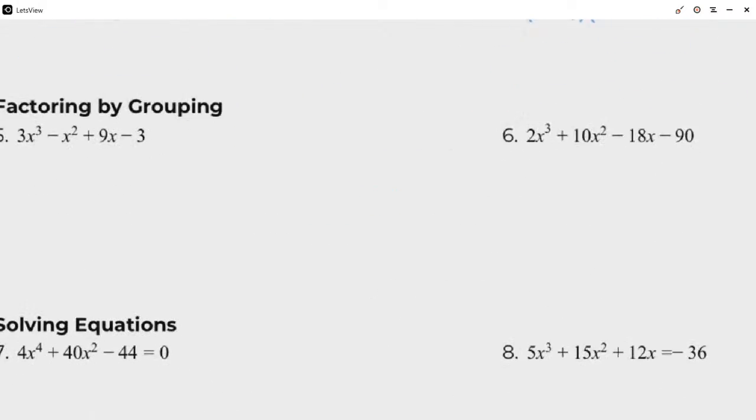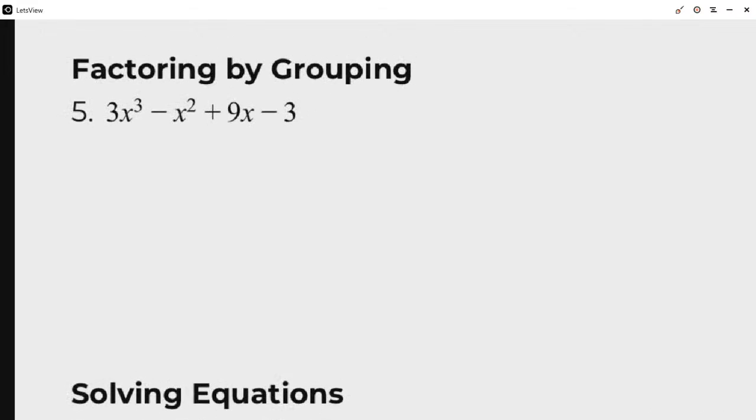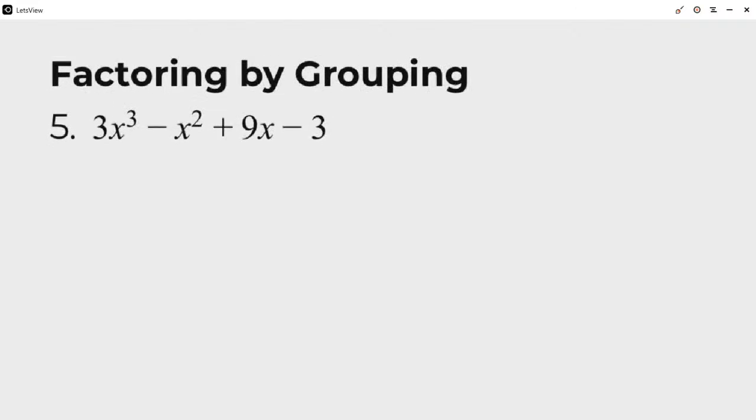Okay, the next part is factor by grouping. Anytime you see 4 terms, that kind of gives you the hint that you're going to be factoring by grouping. So what we're going to do is group the first 2 terms together and the last 2 terms together.